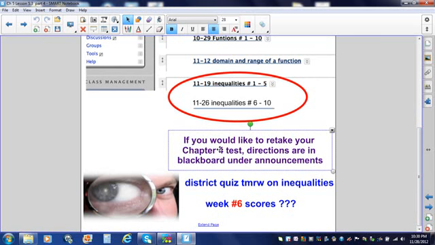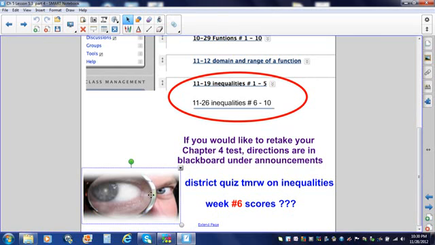Directions for Chapter 4 test corrections are in Blackboard. We are still keeping an eye out on Week 6 scores.